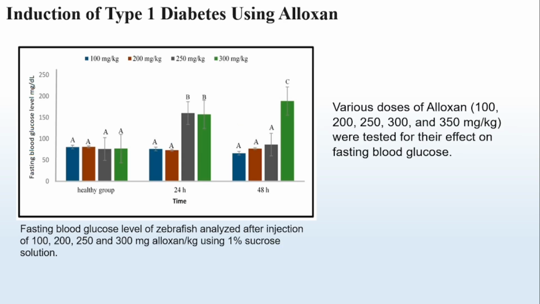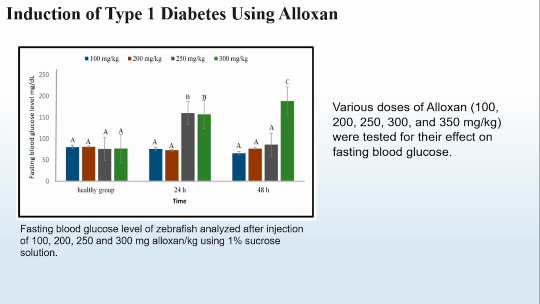With the aim to extend the hyperglycemia duration, we chose to test alloxan on the zebrafish for induction of type 1 diabetes. For that, we also measured the fasting blood glucose level, and various alloxan doses from 100 to 300 milligram per kilogram were tested for their effect on the fasting blood glucose. The result is that doses of 200, 250, and 300 milligram per kilogram significantly increased the glucose level at 24 hours post-injection.